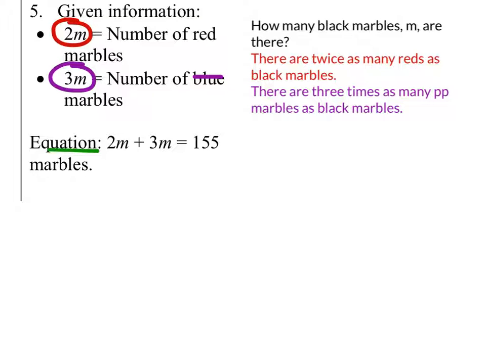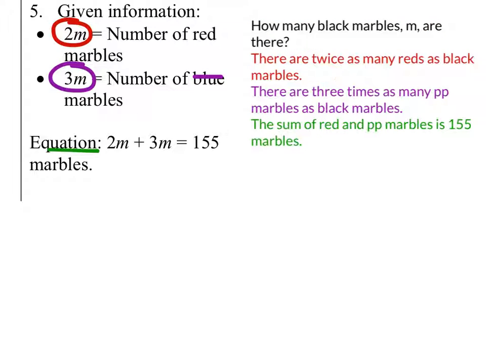Okay? But then, in addition to these, we have the equation, which shows that the sum, because it's addition, of the 2m, which is the red marbles, and the 3m, which is the perverted purple marbles, the sum of red and perverted purple marbles is 155 marbles. Bam. That's pretty good. That's really nice right there. So we've written out the story problem.